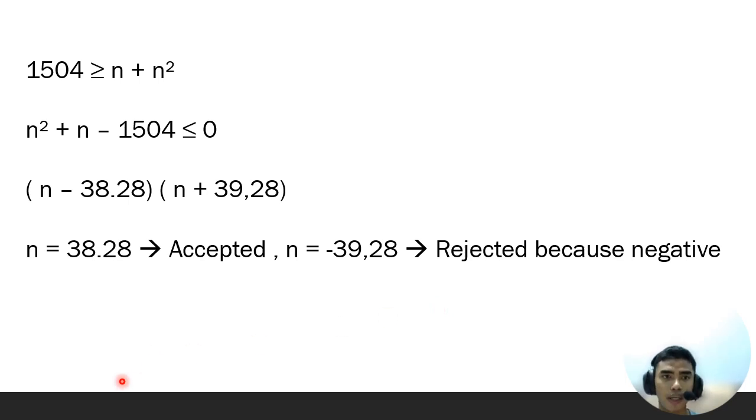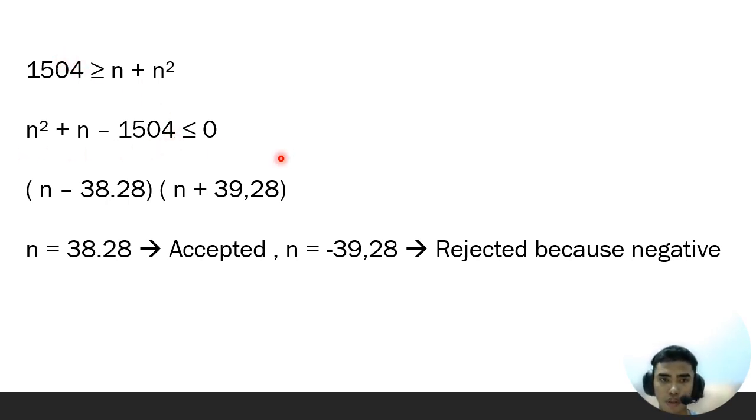So after that, we're going to get 1,504, because we multiply both sides by 2 to remove the 2 from the bottom, on the left hand and right hand side. So we're going to get 1,504 bigger or equal to n plus n squared. So here we can use the quadratic equation. We're going to move 1,504 to this side, or maybe we can subtract 1,504 from both sides.